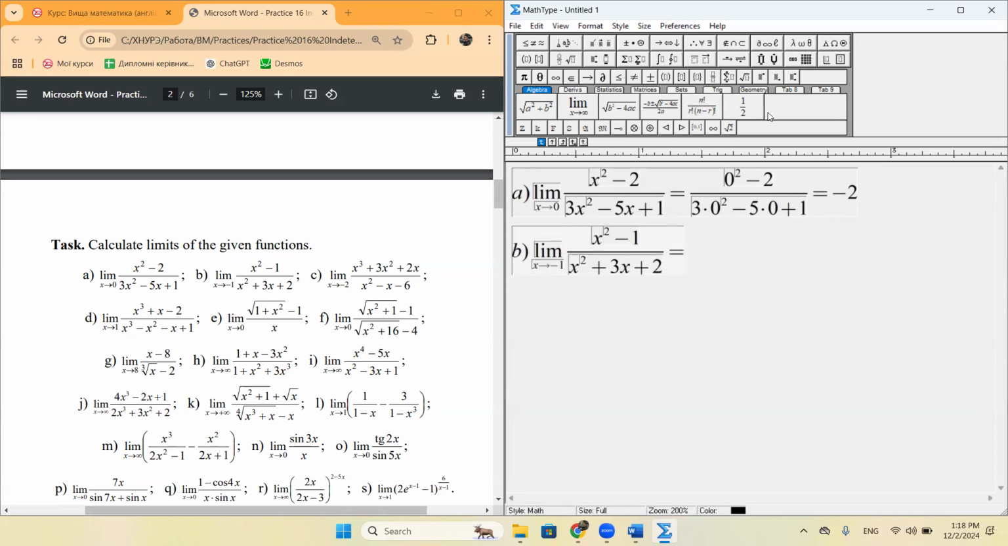If we substitute minus 1, what do we receive? In the numerator, 0. In the denominator, 1 minus 3 is minus 2, and plus 2, 0. So we have such an indeterminate form, 0 by 0. Any ideas how to eliminate it? What can we do?